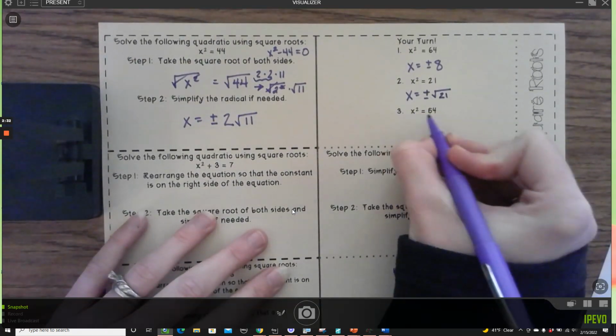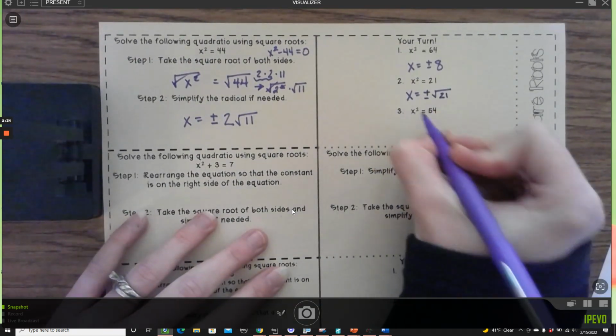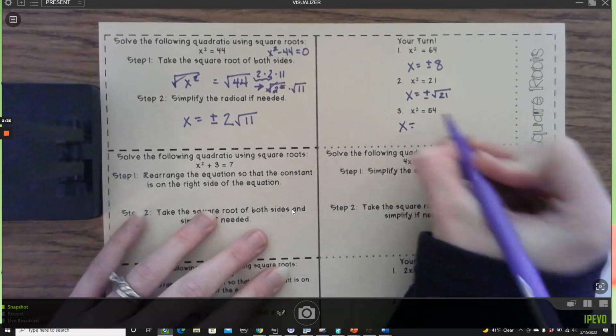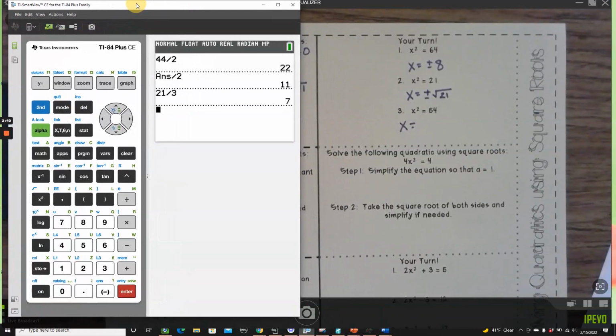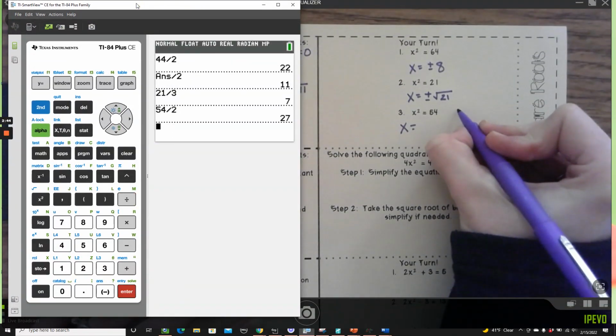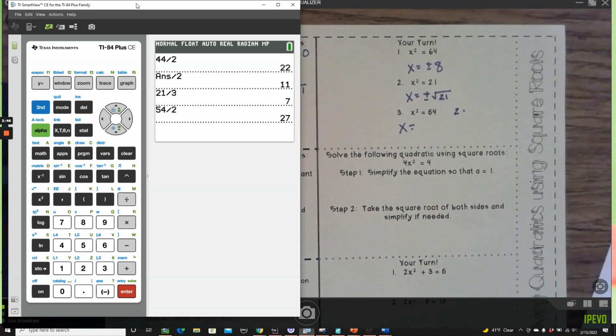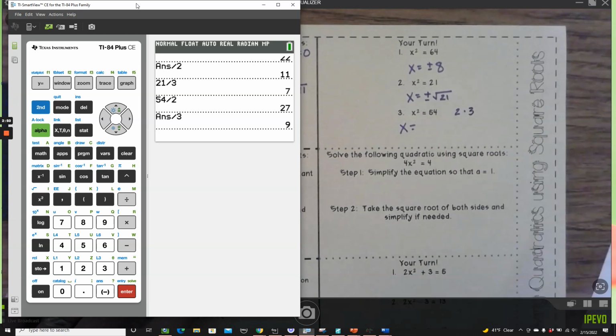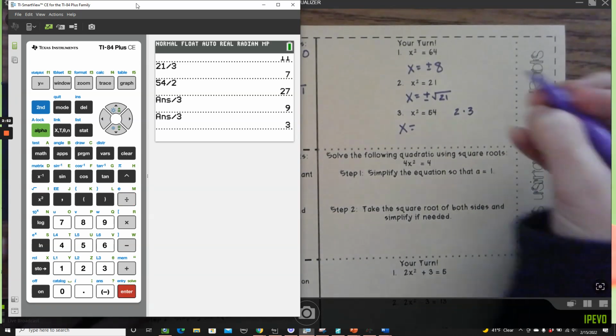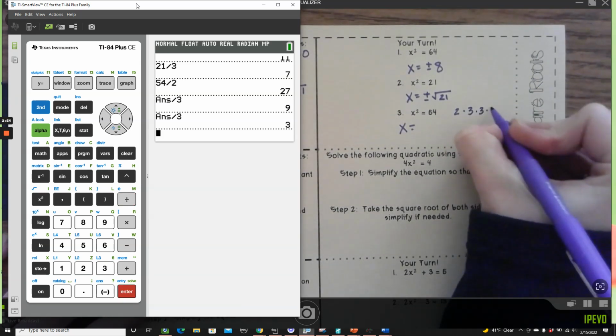And then x squared equals 54. So if we square root the x squared, we get an x. 54, let's see if we can break that one down. So 54 divided by 2 is 27. So we've got 2 times 27. We can divide by 3, and we get a 9, and then we know 9 breaks down into 3 times 3.